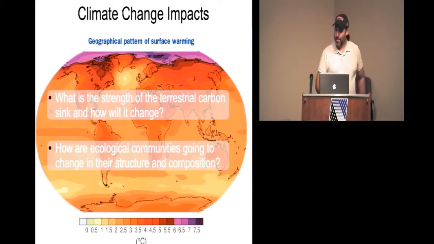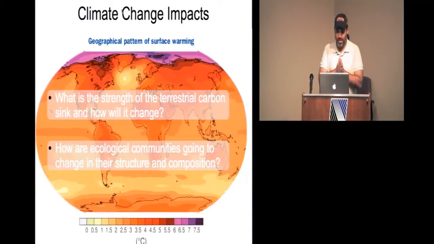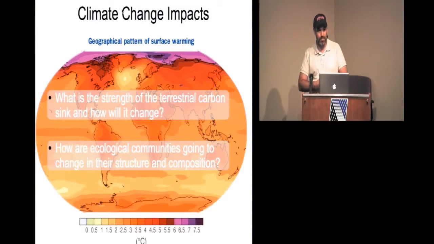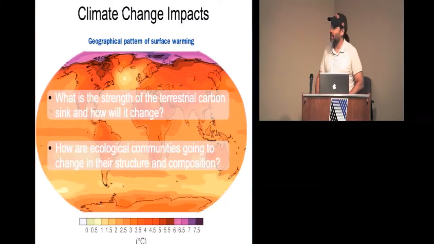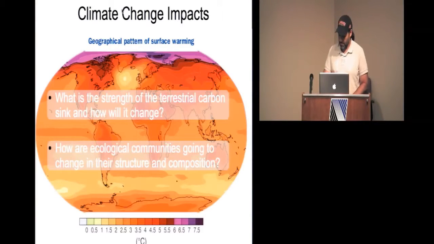It's wonderful. So what my group is interested in is how climate change will impact terrestrial ecosystems. And broadly defined, we're interested in two questions. What is the strength of the terrestrial carbon sink, and how will that change over time? And how are ecological communities going to change in their structure and composition?